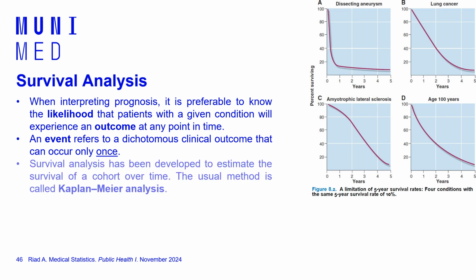Okay, so these graphs that you see here, all four of these graphs, are called Kaplan-Meier graphs, or Kaplan-Meier analysis, or survival analysis graphs.